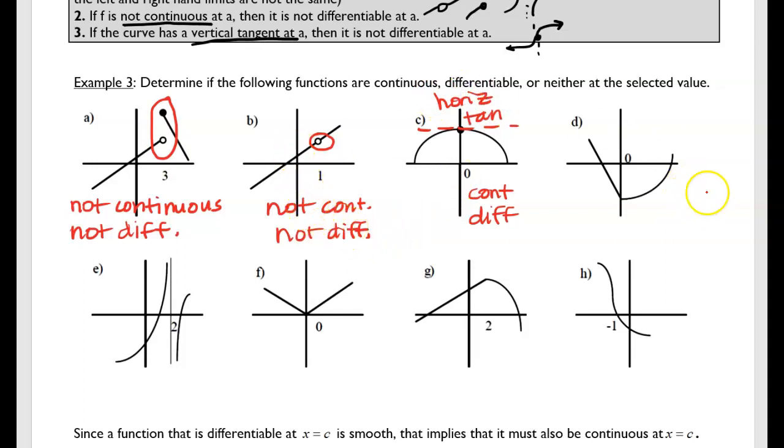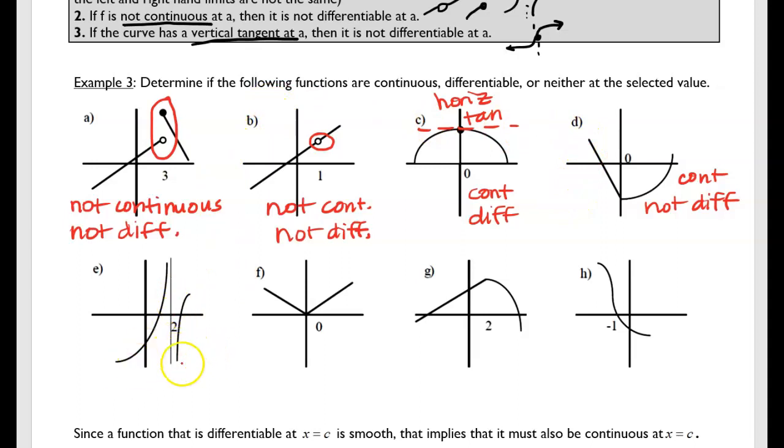At D, my function is continuous. I see it's connected. But notice it has this sharp turn here. And so I'm coming from one slope on the left and a totally different slope on the right. This is an example where it's not differentiable. So we would call that a cusp. See if you can do E through H on your own. So pause the video now and check back in a moment.